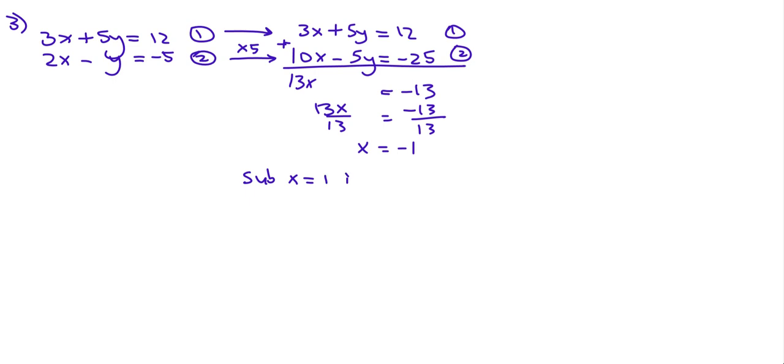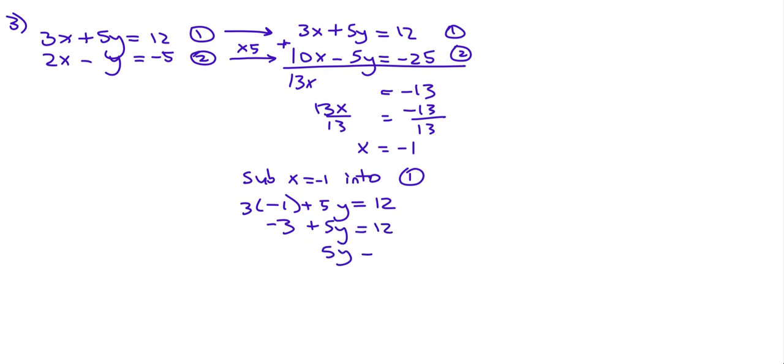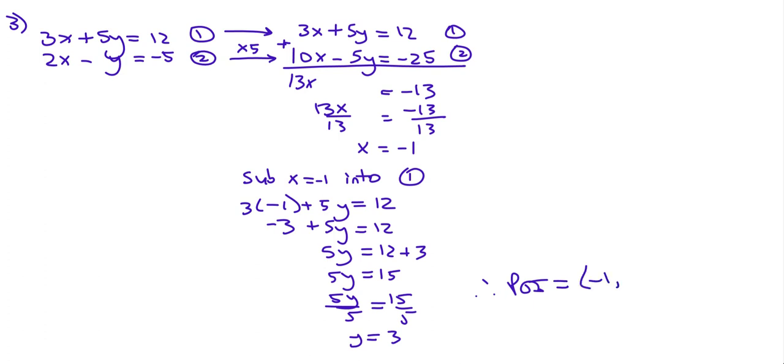Sub x equals negative 1 into, pick one of the two equations. Let's go equation 1. X is negative 1. 3 times negative 1 plus 5y equals 12. Okay, so this is negative 3 plus 5y equals 12. 5y equals 12 plus 3. 5y equals 15. And 5y divided by 5 equals 15 divided by 5, so y equals 3. So therefore the point of intersection, which is xy, is negative 1, 3.